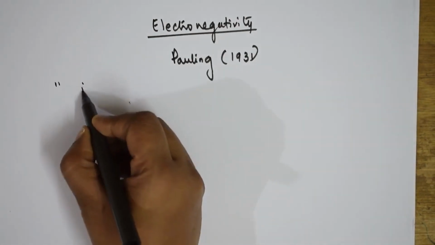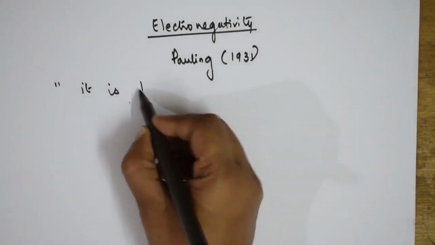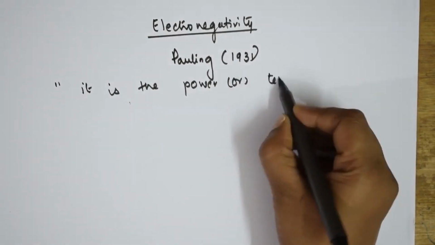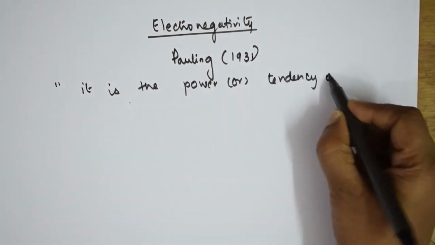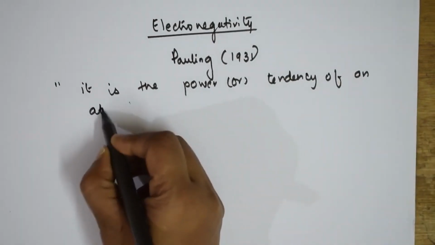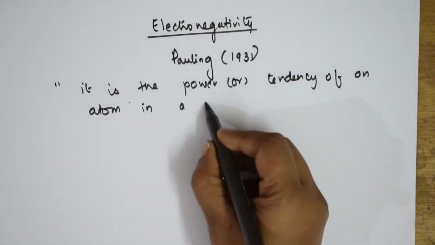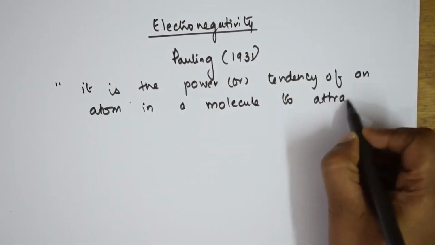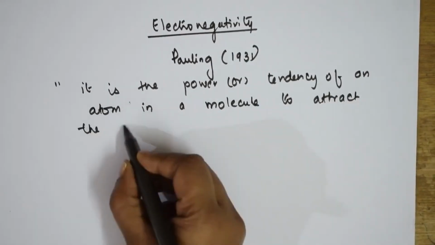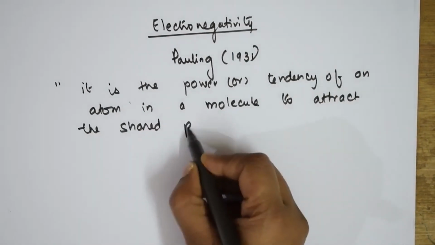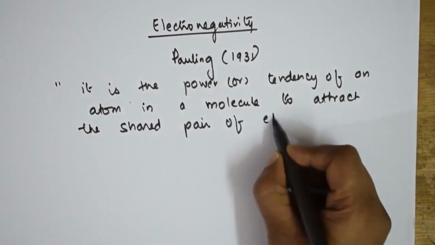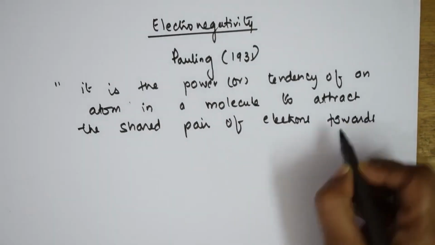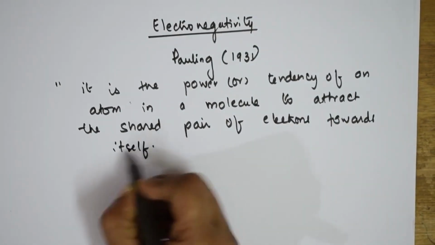Once again, let us write the definition. Electronegativity is the power or tendency of an atom in a molecule to attract the shared pair of electrons towards itself. Okay, right? This is the concept. Done.